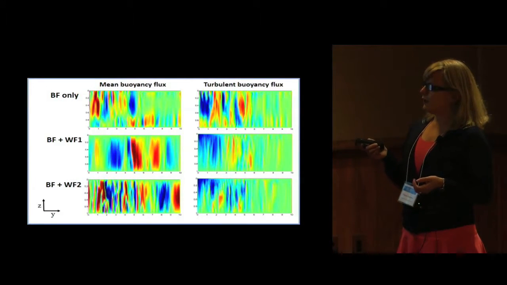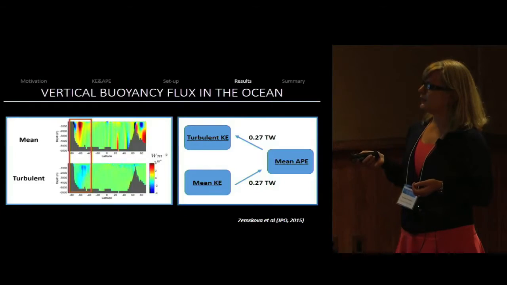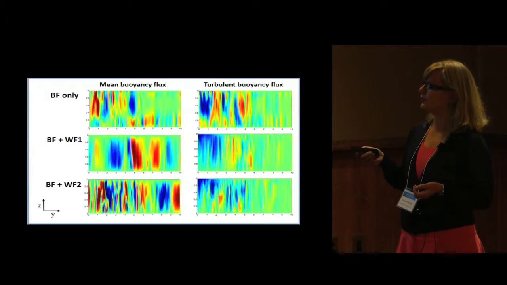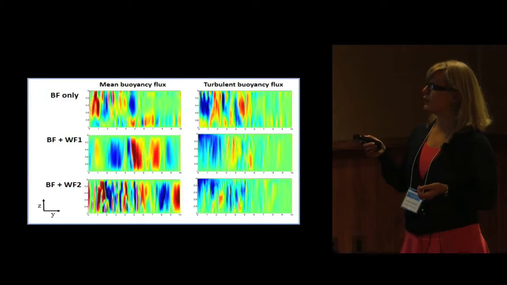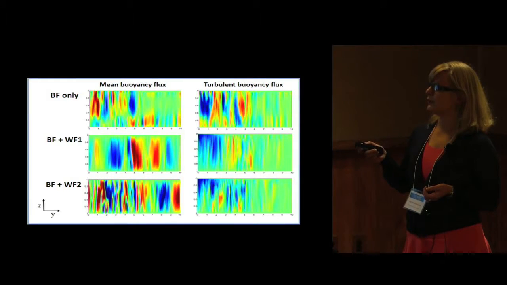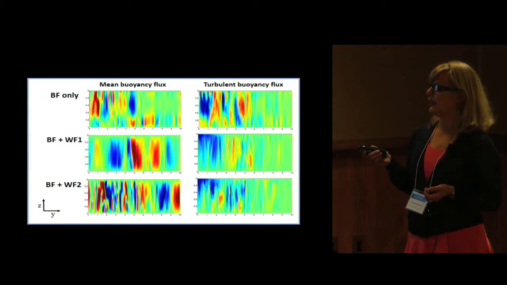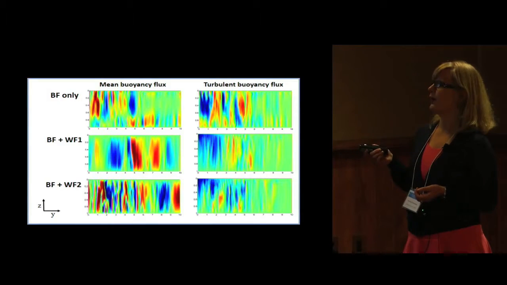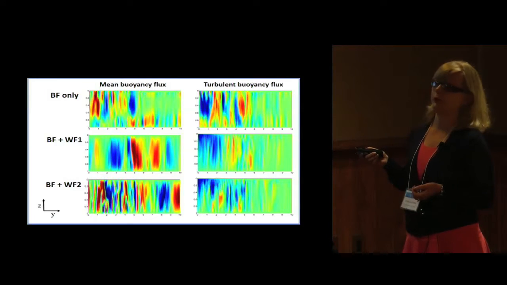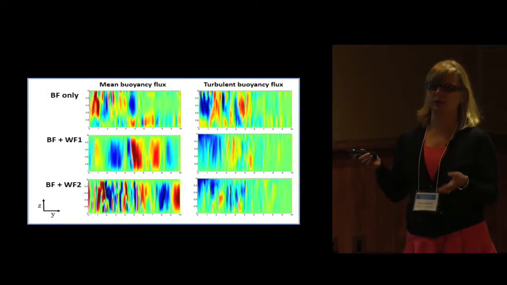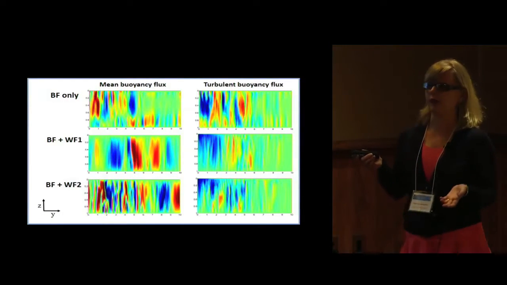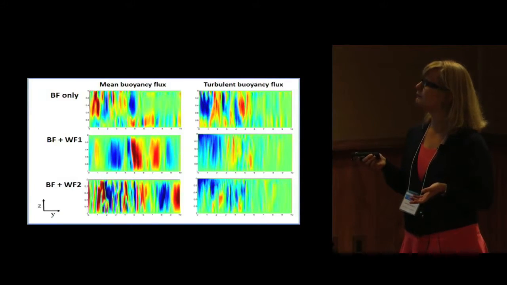These are the same plots, just for different simulations. So you have the mean and the turbulent buoyancy flux. This is the buoyancy forcing only simulation, weak wind, and a little stronger wind. And what I have found is that as you introduce wind, you're getting more mostly negative turbulent buoyancy flux, which is approaching what I have found in the GCM models.